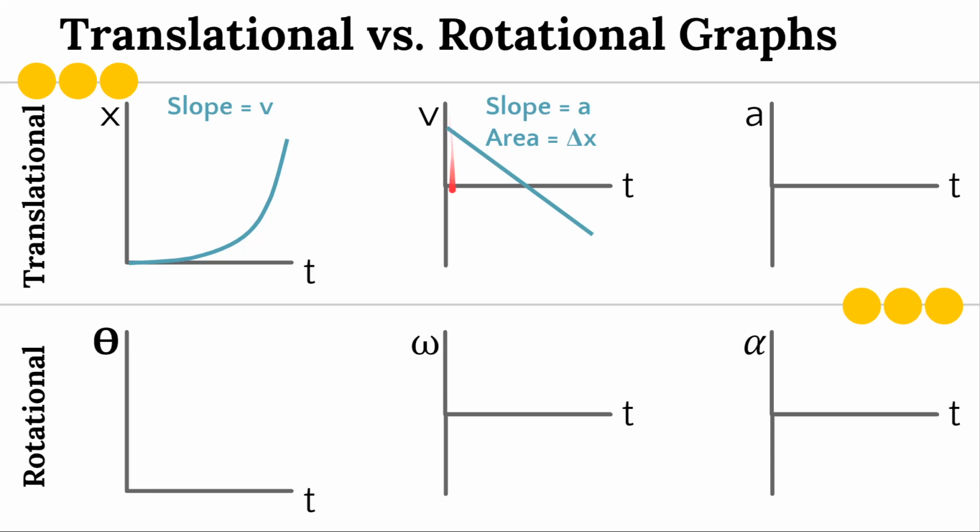When we looked at VT graphs for translational motion, we found that the slope of this line was equal to our acceleration, and that the area under the line, or between our data points and our x-axis, so like the area of this triangle and then this triangle over here, would give us our displacement. When we looked at our AT graphs, again, we found that the area under the line or curve of our graph was equal to our change in velocity. So we've seen all of these graphs before for our translational motion.